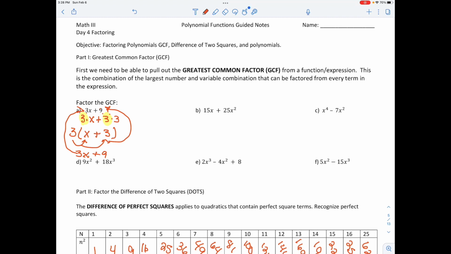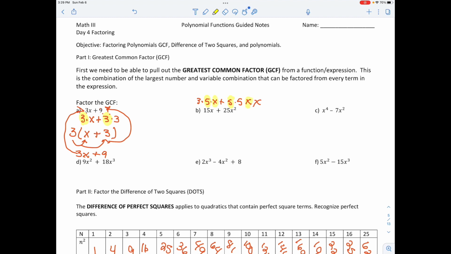For B, what is the greatest number that can go into 15 and 25? Yes, you are correct, 5. So this is 3 times 5 times x, plus 5 times 5 times x times x. So we're going to see everything they have in common. They do not have a 3 in common. They have a 5 in common.